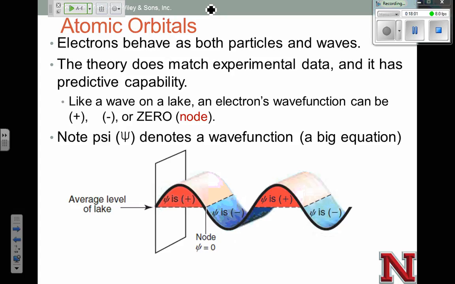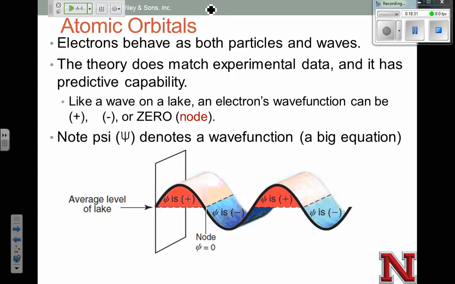Which is why, from now on, pretty much we'll show blue and red. Sometimes you'll see shaded and unshaded to represent the two different phases, and it's irrelevant whether you're talking about a positive or negative. So psi is what we call our wave function. It's a big equation. We're not going to go through it. And where our wave crosses the 0 point, that's our nodes.